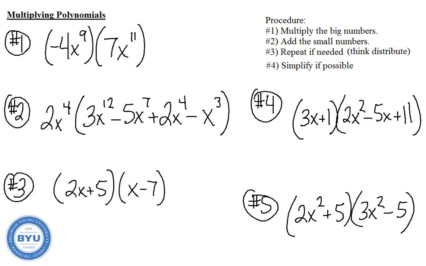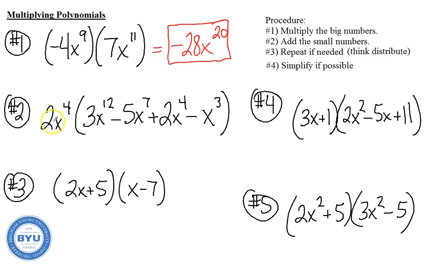Okay, it's time. Let's do it. When I'm multiplying 2 polynomials together, I'm going to multiply the bigs. So negative 4 times 7, that's negative 28. And then with the smalls, we add 9 plus 11 is 20. So that's our answer there. That was an easy one to start off with.